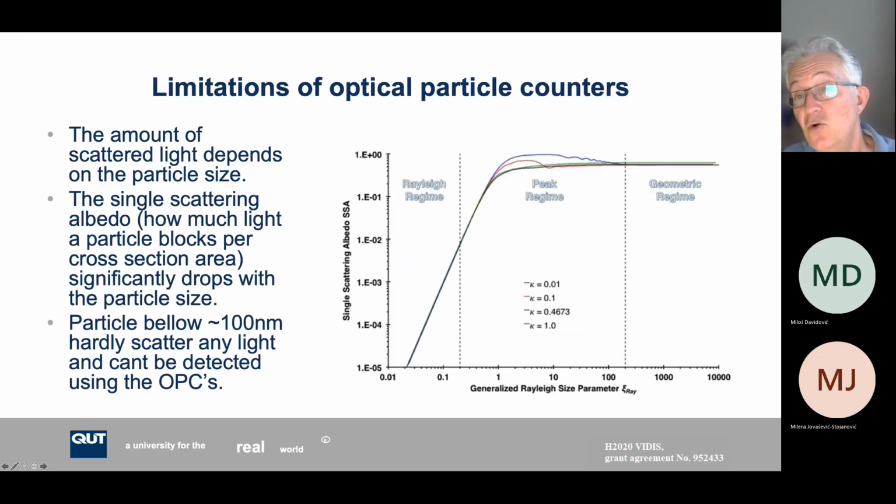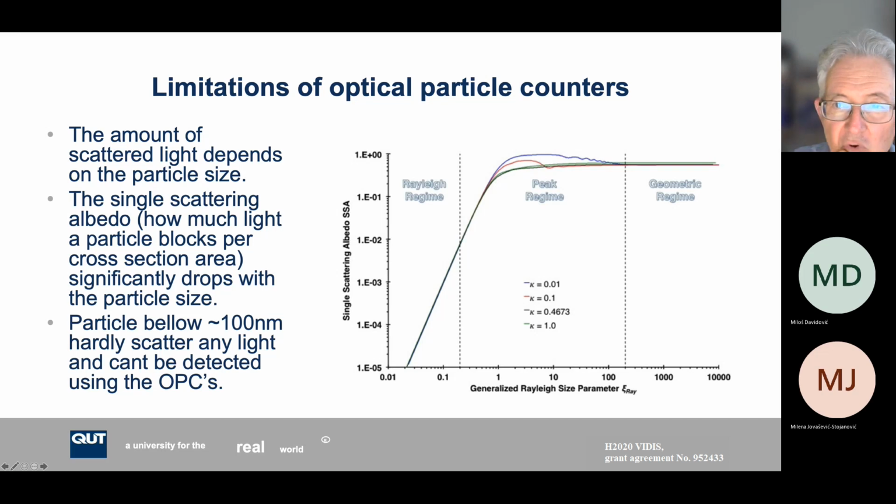The limitation on particle size is that the amount of light the particle blocks, called the single scattering albedo of the particle, is not always equal to the cross section of the particle. But if the particle is large enough, and this is shown for different colors, the cross section, the amount of light the particles block, isn't dependent on the size. This is some normalized size of the particles.